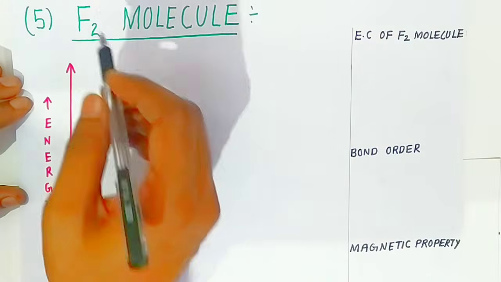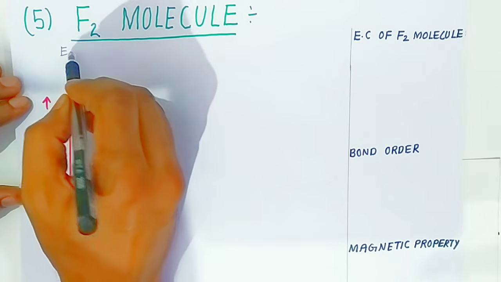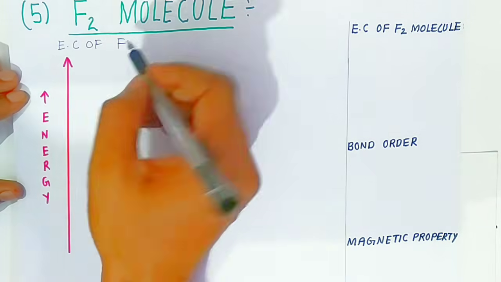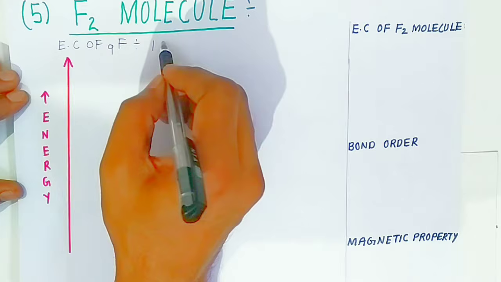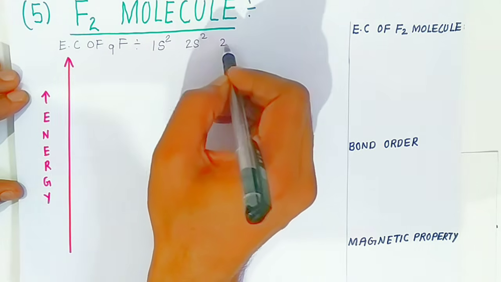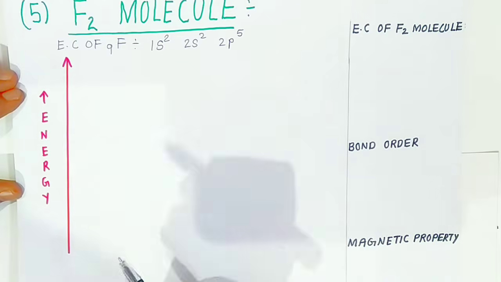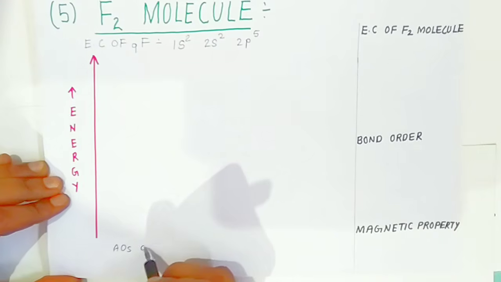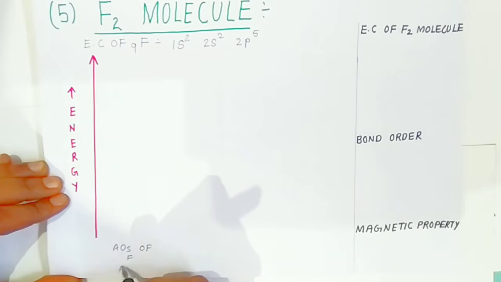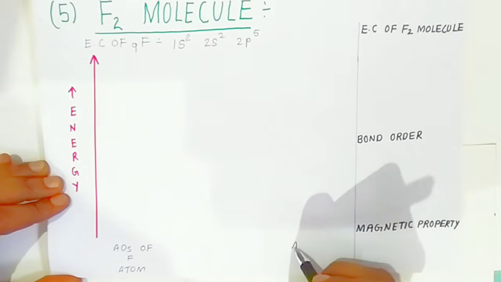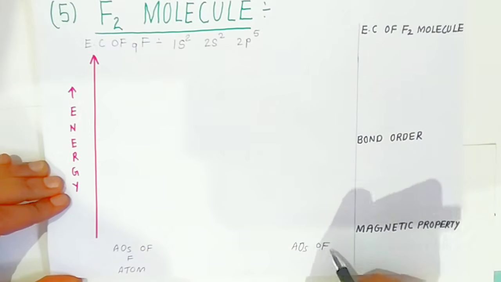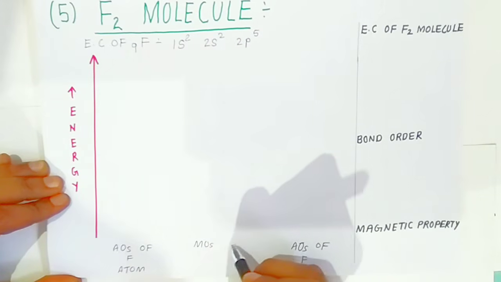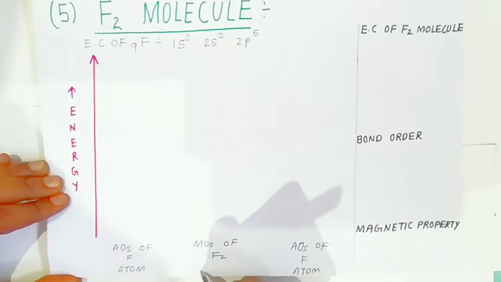In the fluorine molecule, you should first know the atomic electronic configuration of fluorine. The electronic configuration of the fluorine atom: the atomic number of fluorine is 9. Its electronic configuration will be 1s2, 2s2, and 2p5. What happens when it forms the fluorine molecule? The atomic orbitals of two fluorine atoms combine, and they form the molecular orbitals of the fluorine F2 molecule.